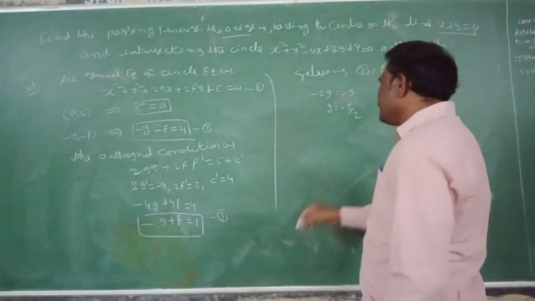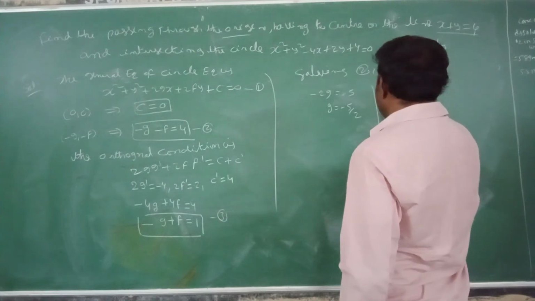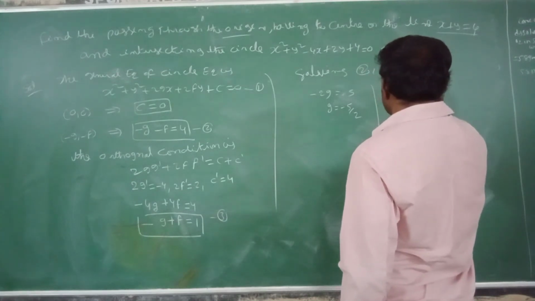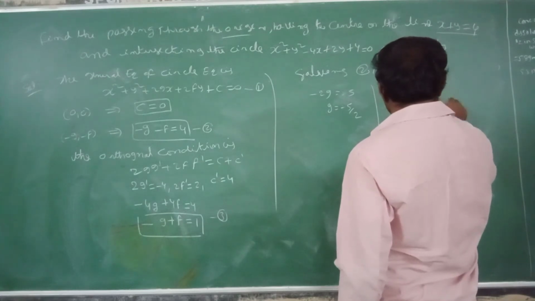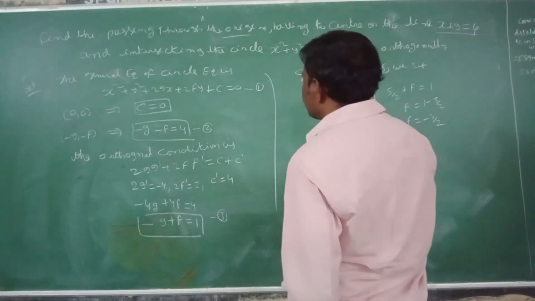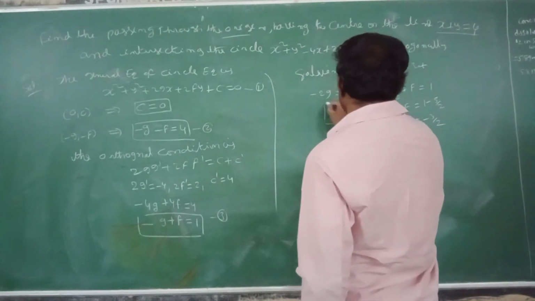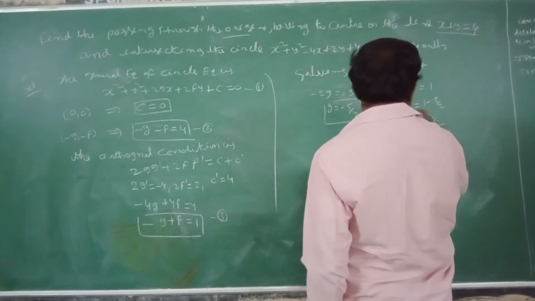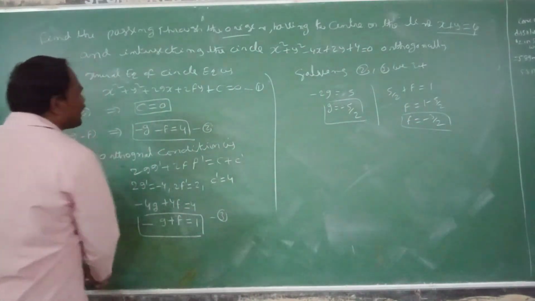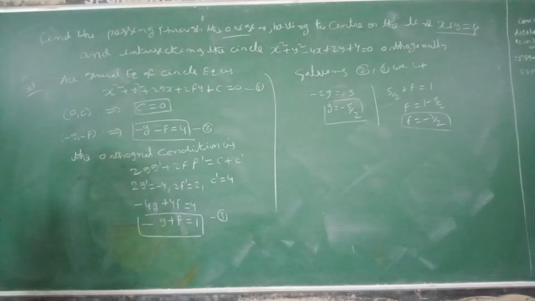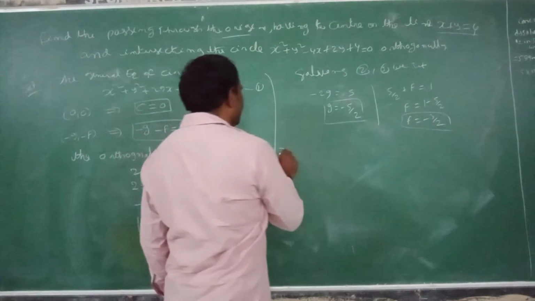Substitute this value in 3, we get 5 by 2 plus f is equal to 1, f is equal to 1 minus 5 by 2, f is equal to minus 3 by 2. We substitute these values of g, f, c in the general equation of the circle, we get the required equation of the circle.